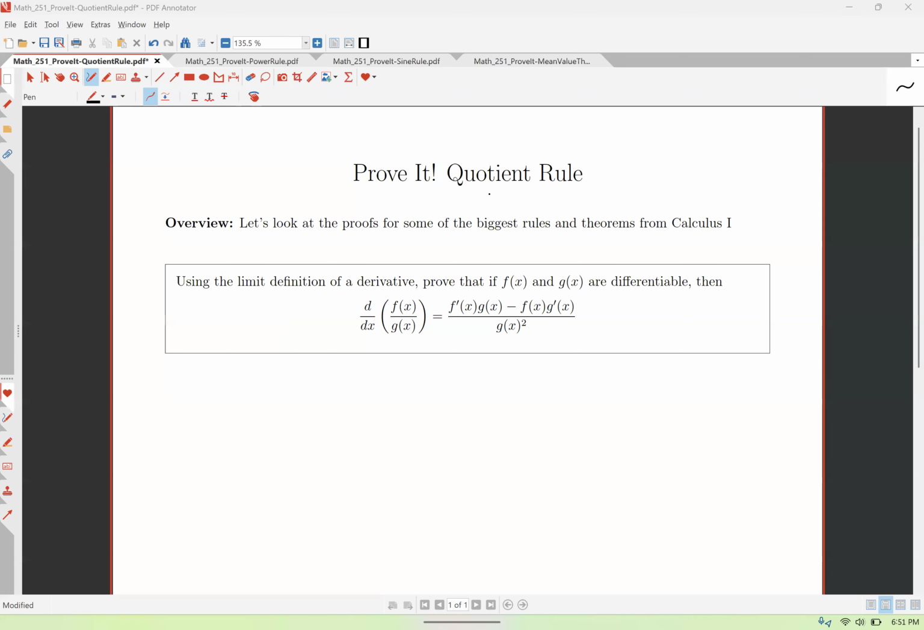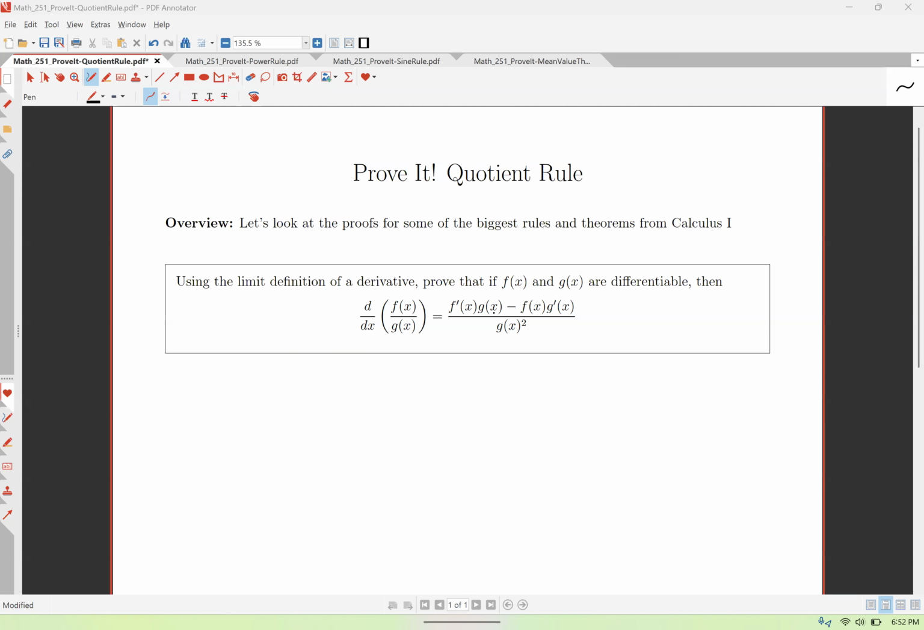Let's look at a proof for the quotient rule for derivatives. The quotient rule states that if we're looking at the derivative of f of x over g of x, we have f prime of x times g of x minus f of x times g prime of x, all over g of x squared, assuming that g of x does not equal 0 here.